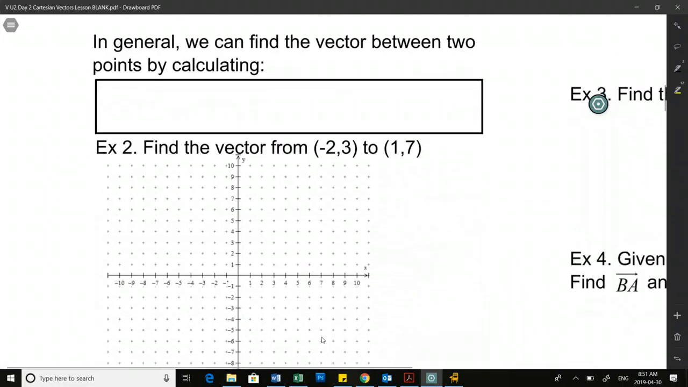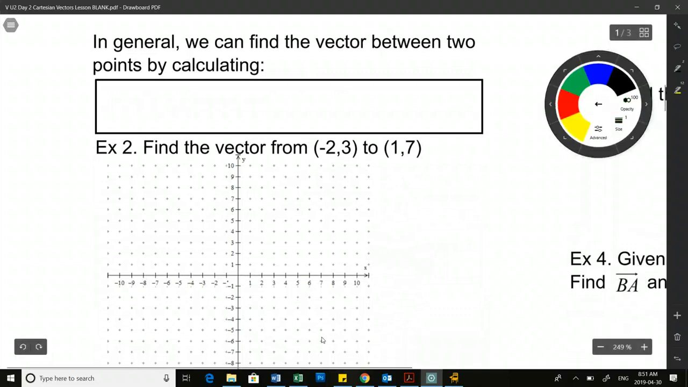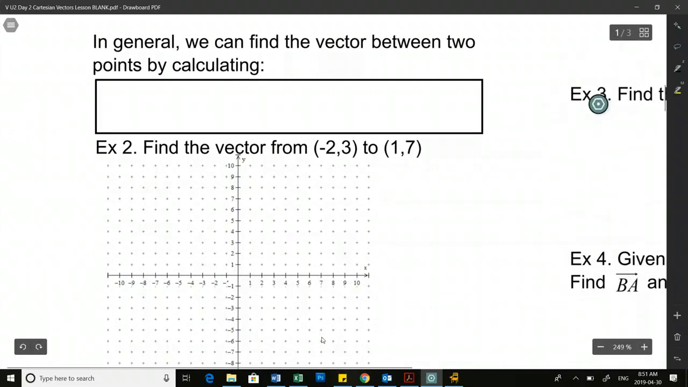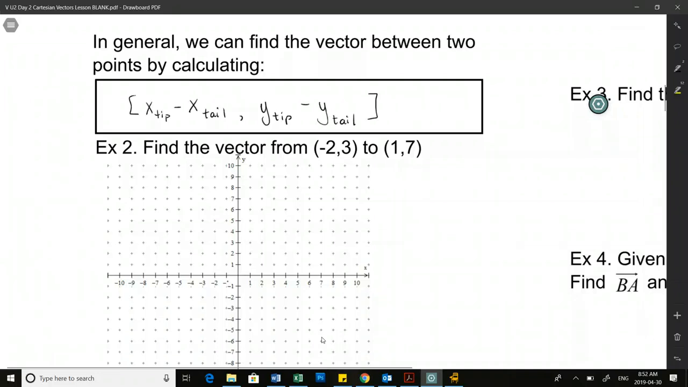So our general formula is, when we want to figure out a vector, we do x of the tip minus x of the tail to get our new x coordinate for our vector. And then I do y of the tip minus y of the tail. Essentially, if I have two points and I want to create a Cartesian vector from those points, this gives me that Cartesian vector arranged from 0, 0, with the tip on whatever point it ends up falling on.